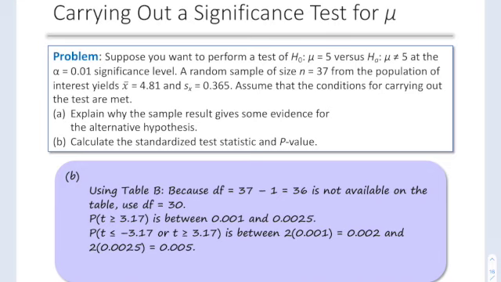Again, you can use your calculator if you want. But remember, because this is a two-sided test, not equal to, when we said it's between 0.001 and 0.0025, we actually need to multiply those by 2, so we get that it's between 0.002 and 0.005. So our p-value is between that, and then you'd compare to alpha.